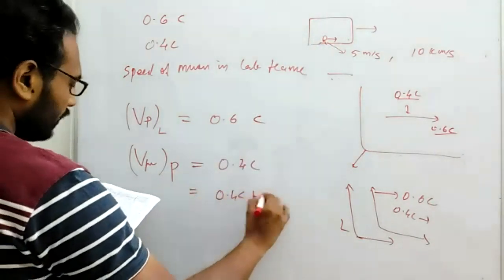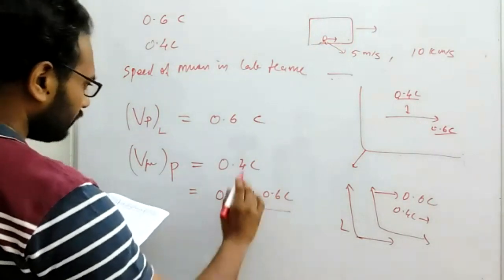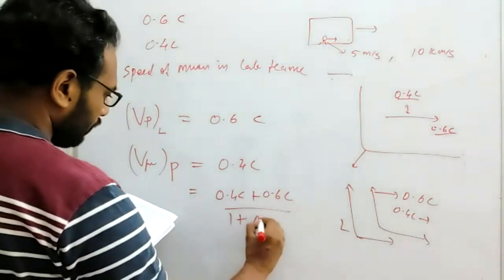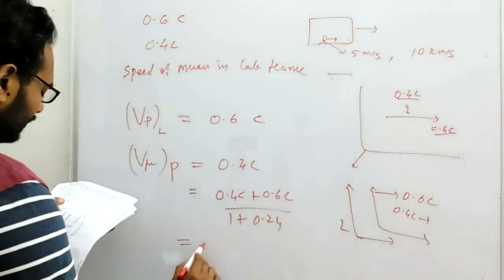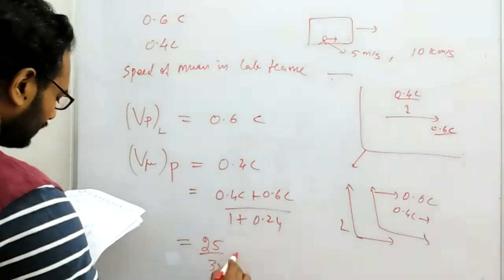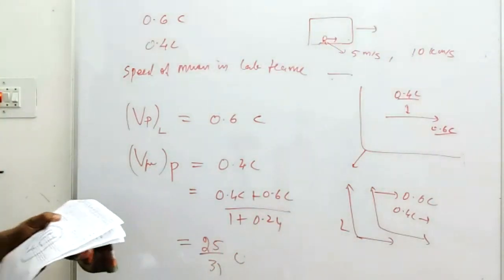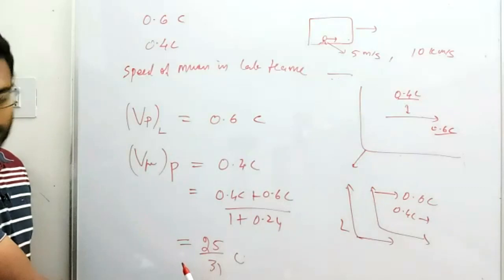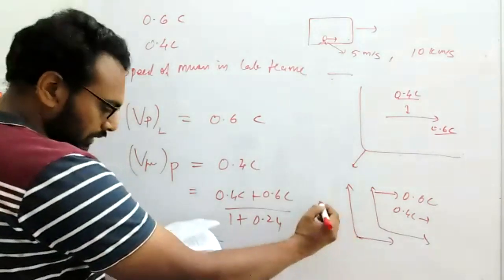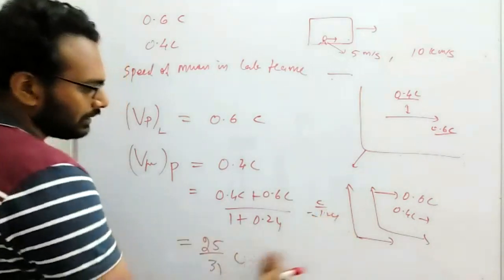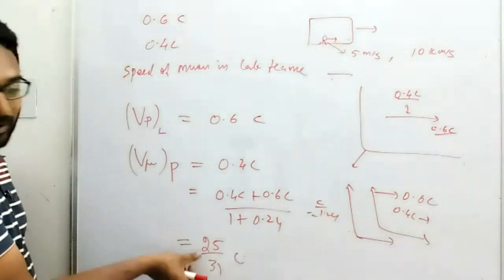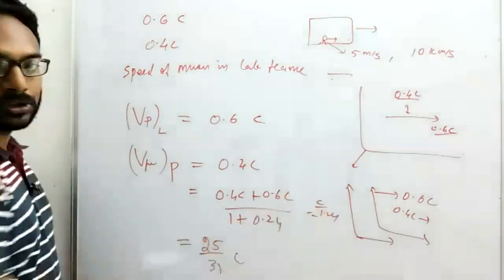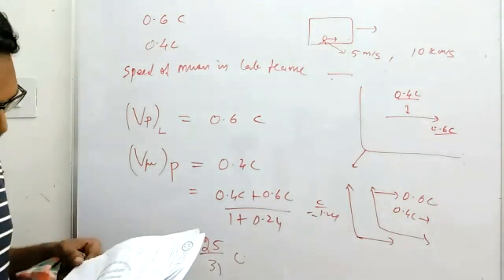So it's 0.4 c plus 0.6 c divided by 1 plus v1 v2 by c squared. So it becomes 0.24, and you see that this is about 25 by 31 c. It's c divided by 1.24. The options may give it as a fraction of two whole numbers like 25 by 31 c, so you just have to divide it and check whether it comes close to your answer. That's how you do it.